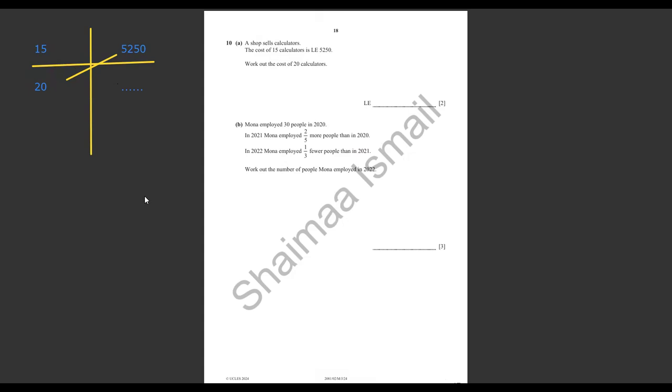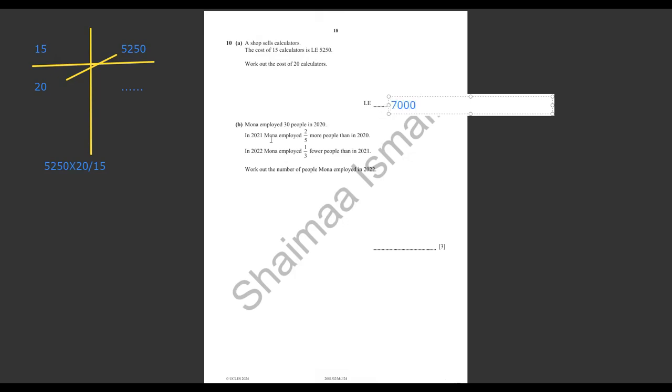We say that the 20 calculators here will be 5,250 multiplying by 20, dividing by 15 here, gives you the final answer of 7,000. So the cost of this will be 7,000.